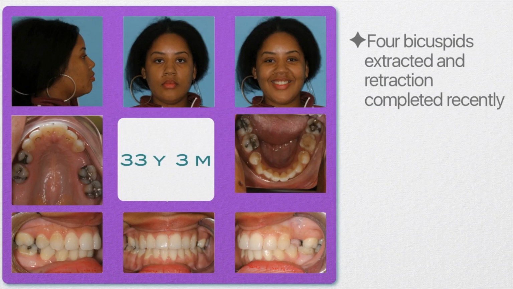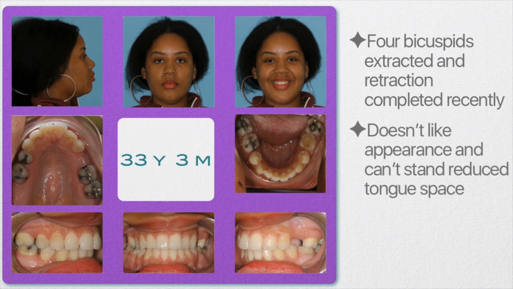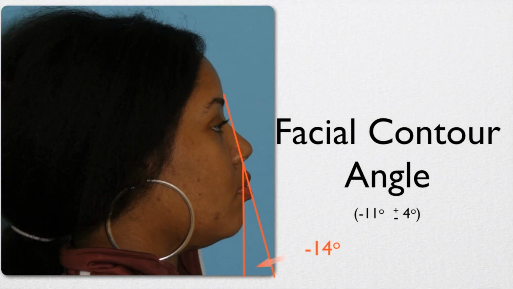So let's look at this African American person who has had 4 bicuspids extracted, and she is not happy. She doesn't like the appearance, and she cannot stand the reduced tongue space, which has happened because of her extraction-retraction treatment. And as she says, I can't live like this. And she's flying more than 4 hours to our office from another city in the Midwest to have us treat her. We put the facial contour angle on her, you can see that her chin is back very moderately from where it ought to be. Combine that with her shortened nose, and you can see why her lips probably appeared to the orthodontist to be too full. She did not feel that way at all.